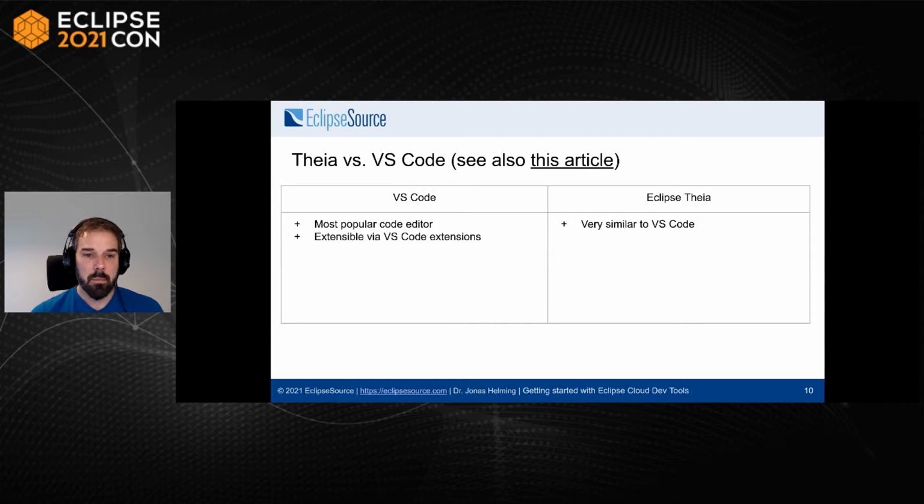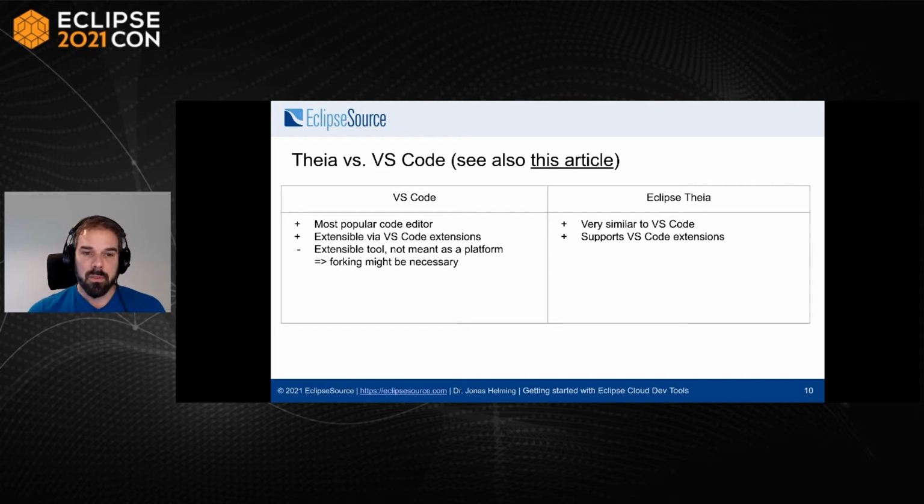VS Code is extensible via VS Code extensions. So VS Code is a tool that you can extend. It's meant as a ready-to-use tool, and then you can add some features using VS Code extensions. And Theia also allows the same. This is very important because all those thousands and thousands of VS Code extensions out there that provide certain features, you can use them also in Theia and in VS Code. It's compatible in this sense.